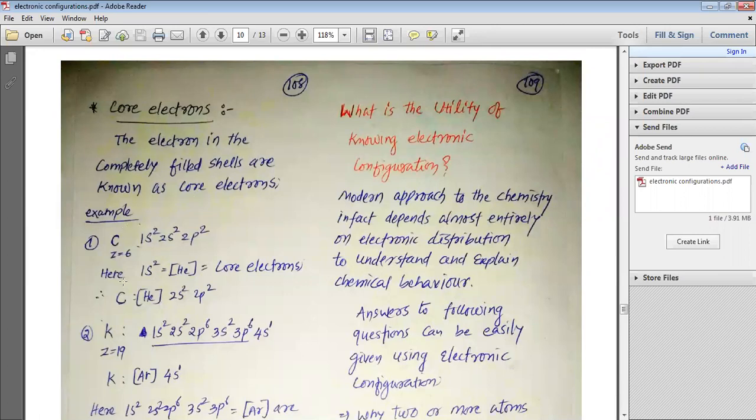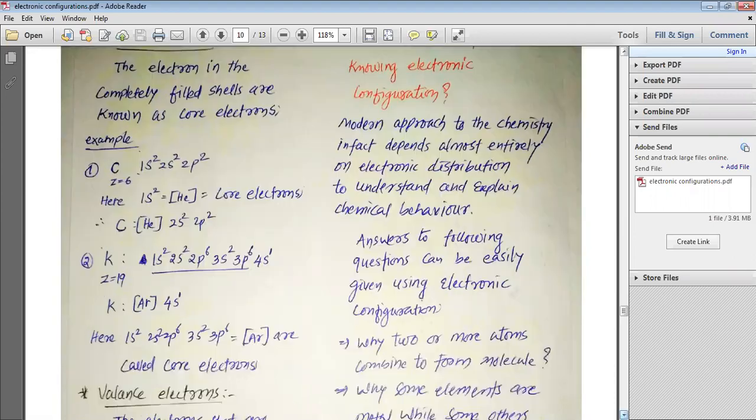For example, in carbon Z is equal to 6, we have 1s2, 2s2, 2p2, but in place of 1s2 we write helium. So the carbon electronic configuration is helium 2s2 2p2, and this helium is known as the core electrons, whereas 2s2 and 2p2 are known as the valence shell electrons.